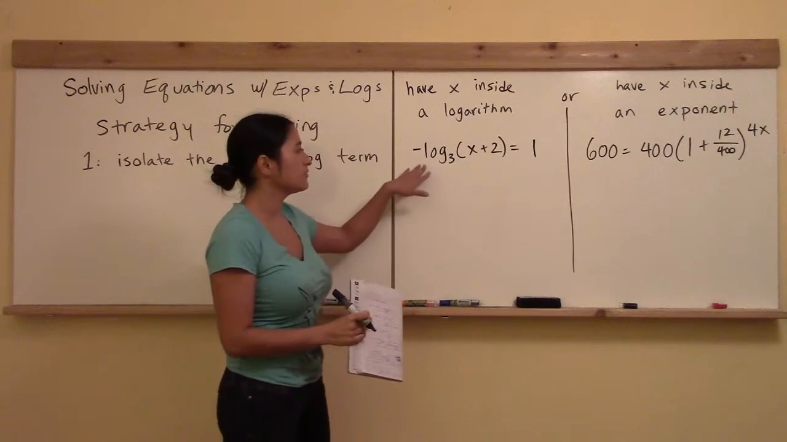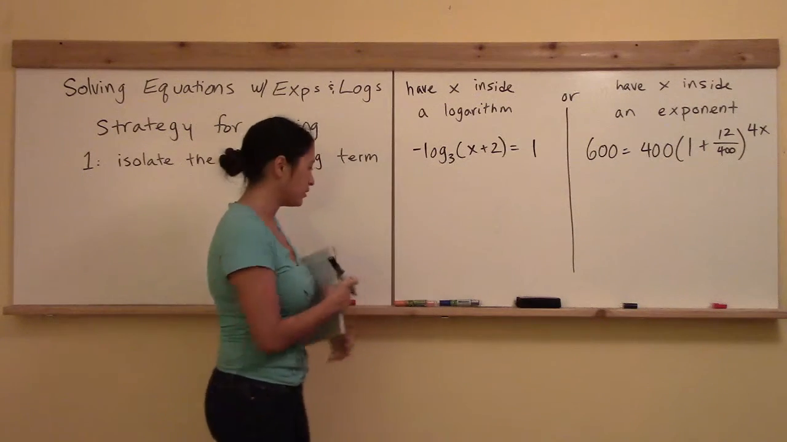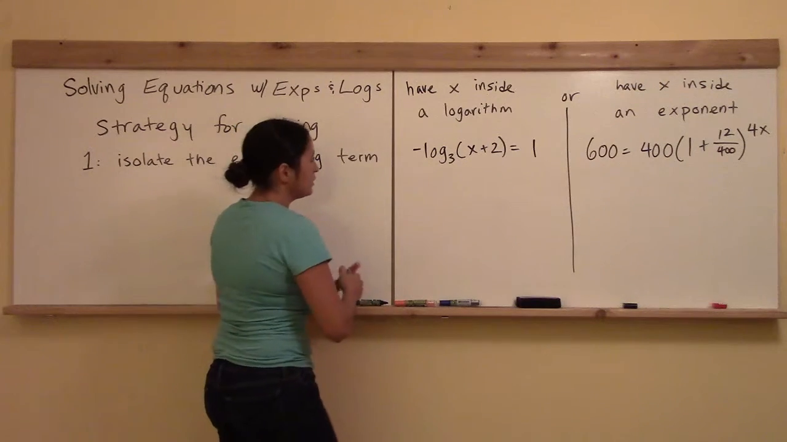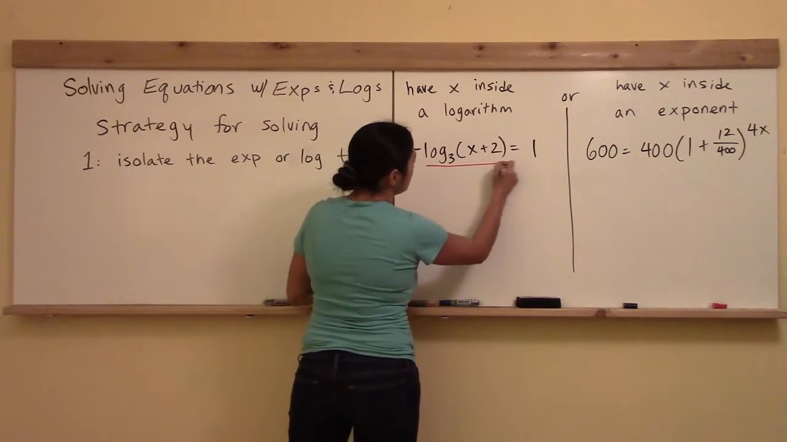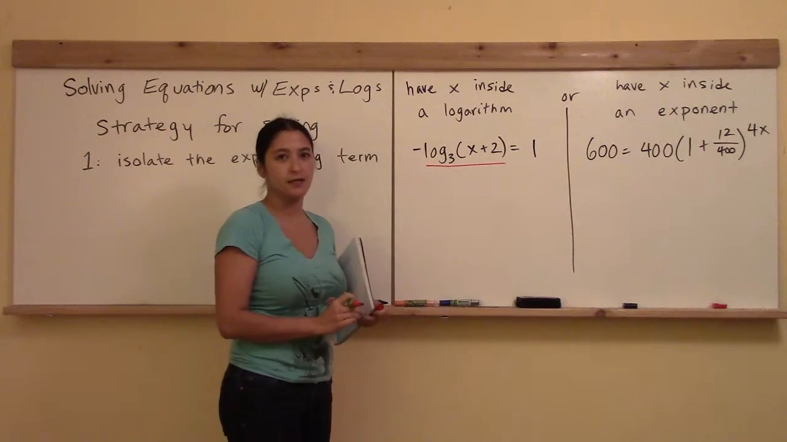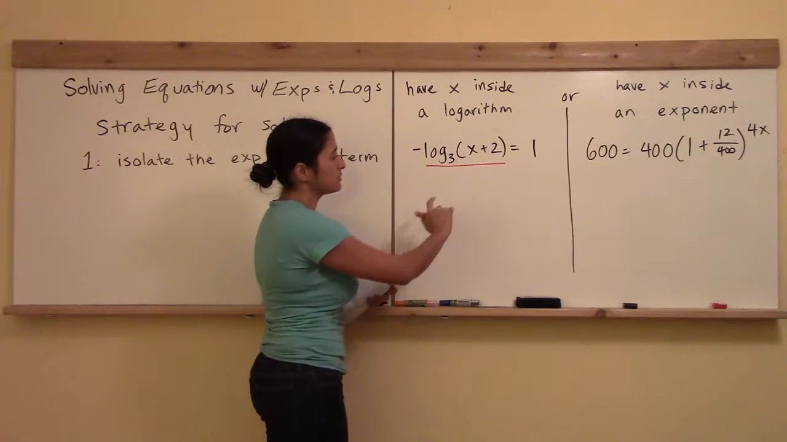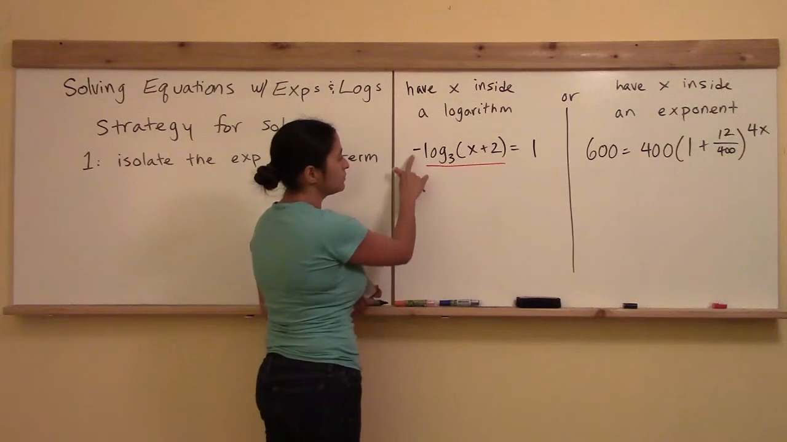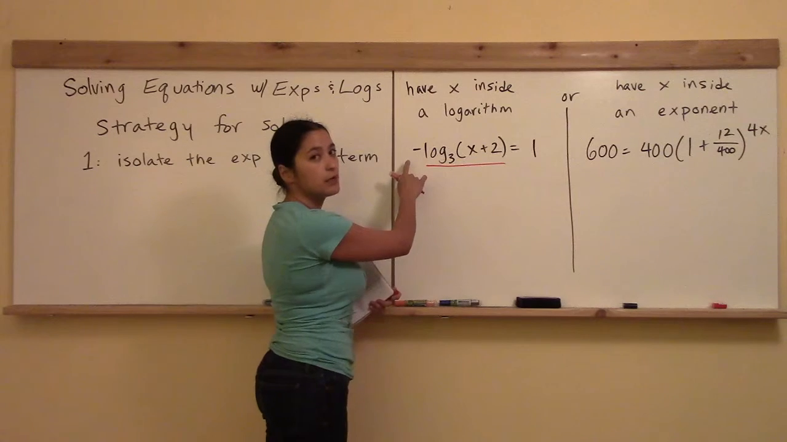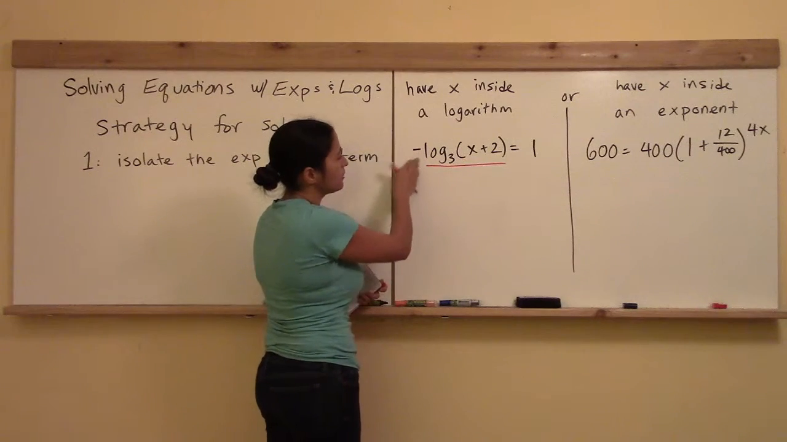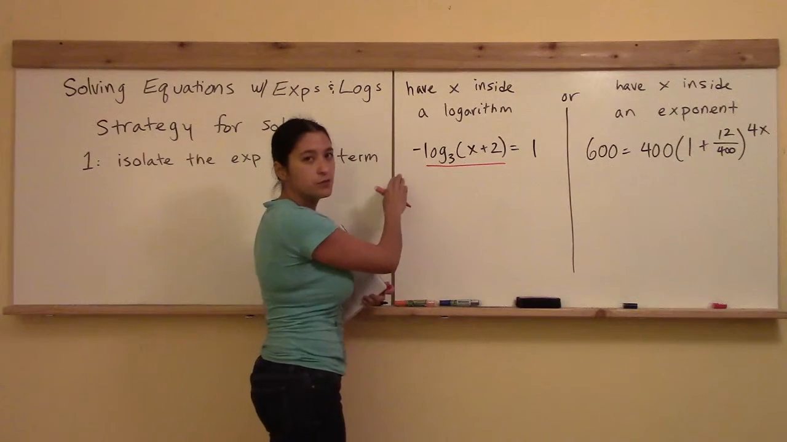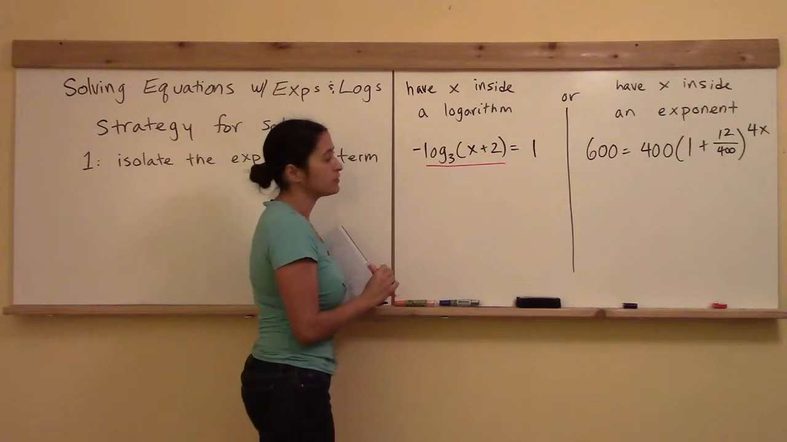Alright, you can see that over here we have a logarithmic term, and that's the term that we wish to isolate if we're going to do step one, because the unknown variable x is inside the log. So for that we would want to multiply both sides of the equation by -1 to get rid of that, or any other multiplicative term over here, you'd want to get rid of it first.